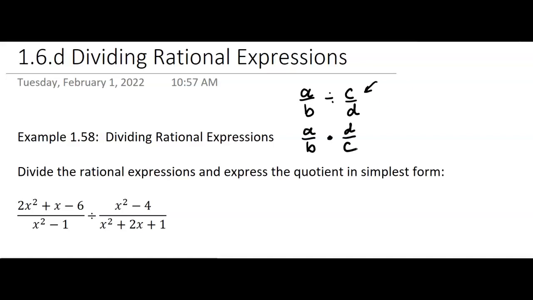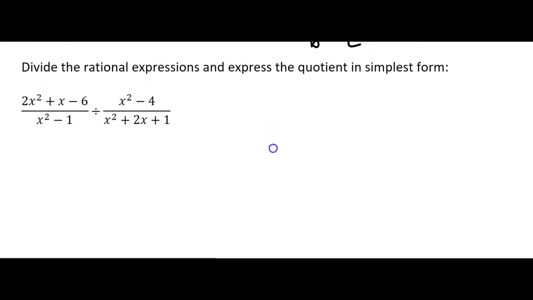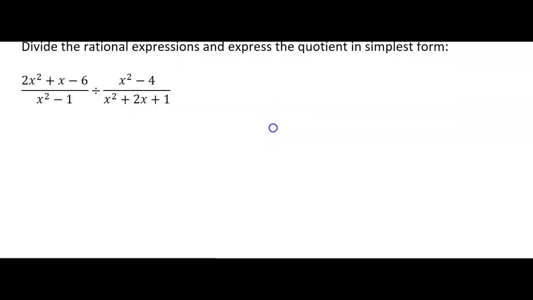So sometimes my students like to remember keep the first one, change to multiplication, and then flip. So they go keep, change, flip. Okay, so I'll show you how that's going to work in this example here. So they want us to divide the rational expression and express the quotient in simplest form.